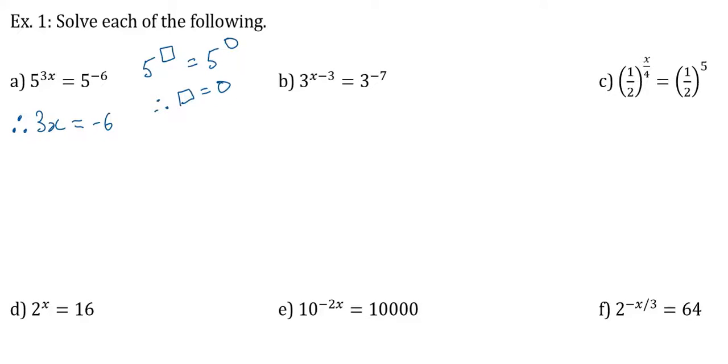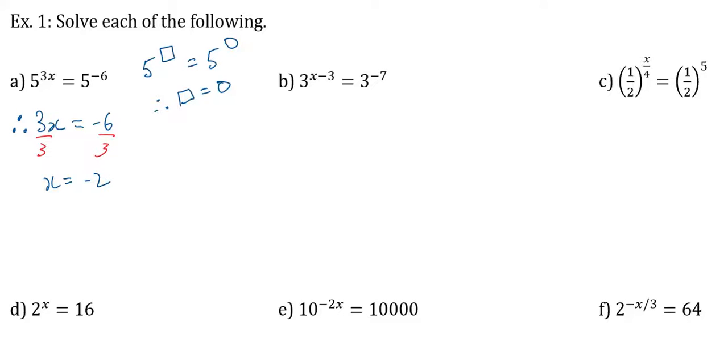Yeah, just divide both sides by 3, and I get x equals -2. And some people like to show that, so go ahead if you like to. You don't have to. All right, next one, 3 to the x minus 3.